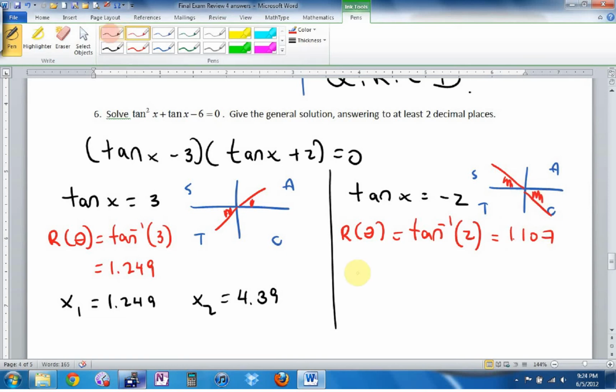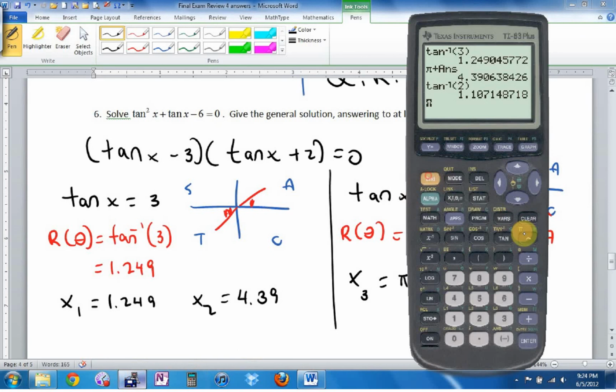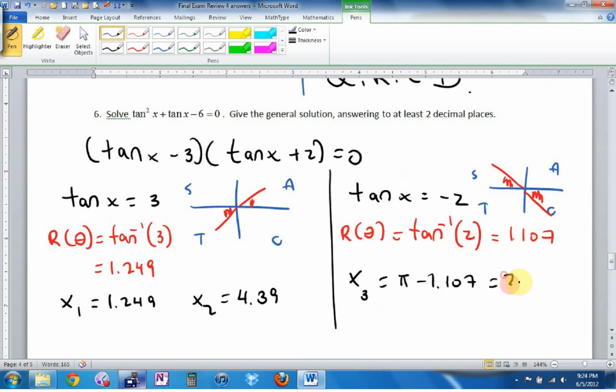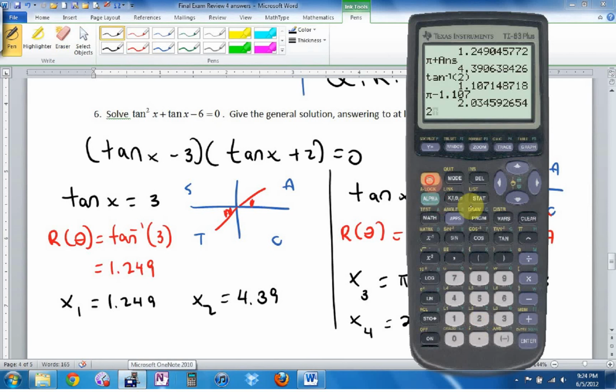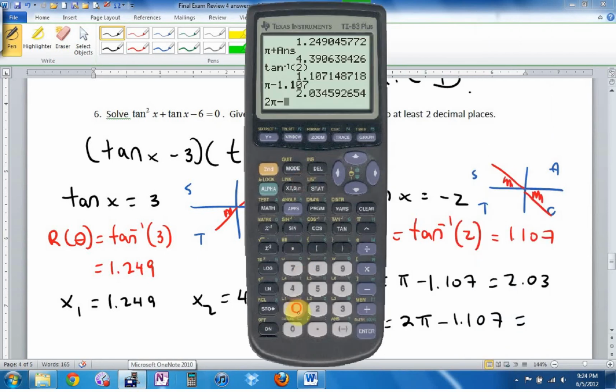It means that my first x value here is pi minus 1.107, which is 2.03. My second angle is 2 pi minus 1.107. That 1 there looks a bit like a 7, doesn't it? Let's make sure it looks like a 1. Two pi minus 1.107 is 5.18.